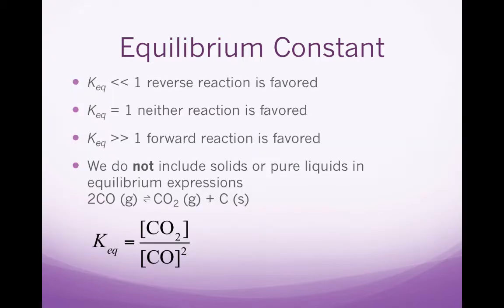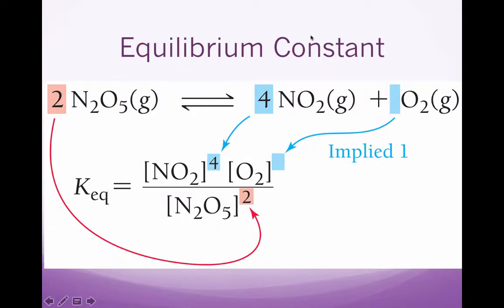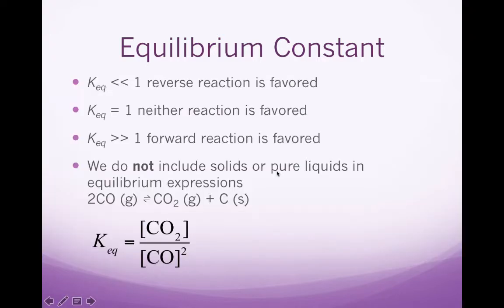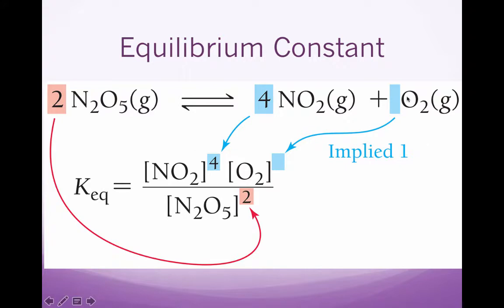The magnitude of Keq tells us about the reaction. If we have a Keq that's much, much less than 1, our reverse reaction is favored. That means going towards the reactants is favored. That's because if it's much, much less than 1, the denominator must be much bigger than the numerator. So you have way more reactants than products. If our Keq is about 1, neither reaction is favored, so both reactions are equally favored.